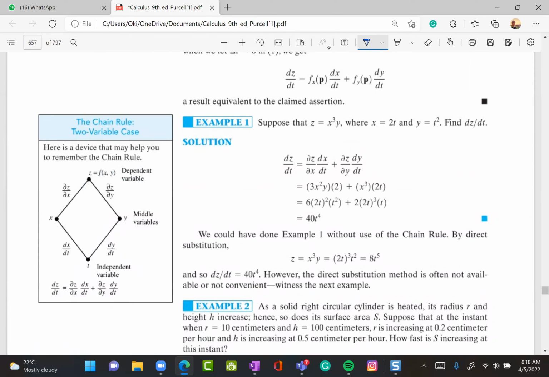Okay, so z going down to x, you have dz over dx. Going down to y, you have dz over dy. And coming down to t, this is dx dt, and dy dt. So going this way, and going this way. So that means this.